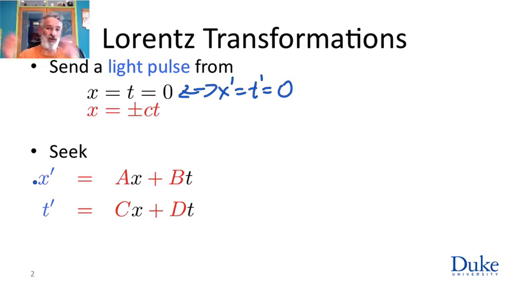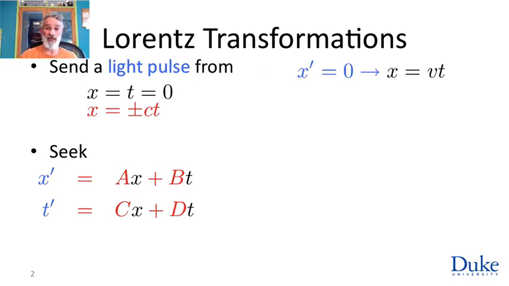So A, B, C, and D are arbitrary functions of v initially, and our job is to find these four functions of the relative velocity v. So let's do it. What do we think we know about the relation between the black guy's observations and the blue guy's observations?